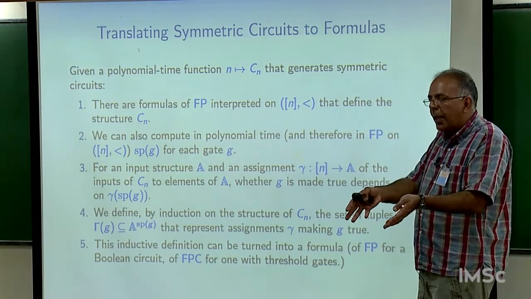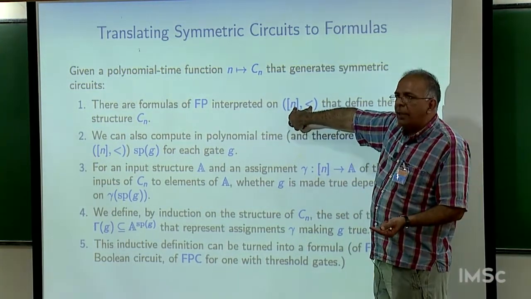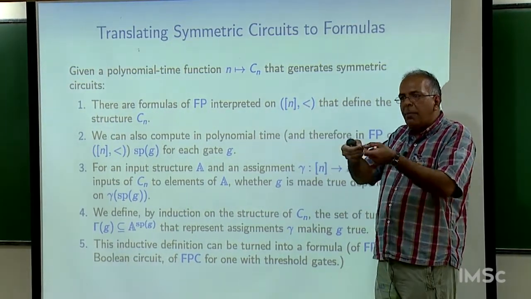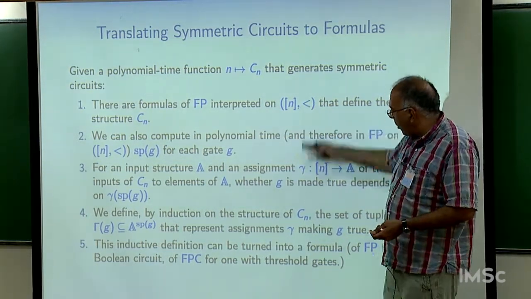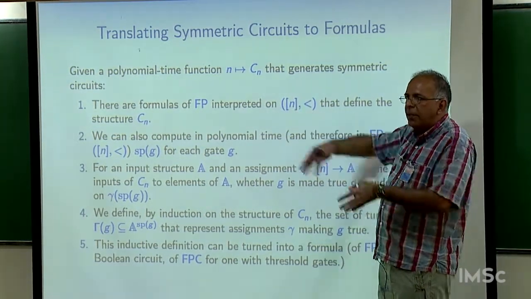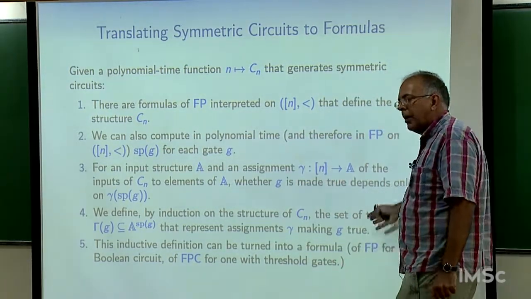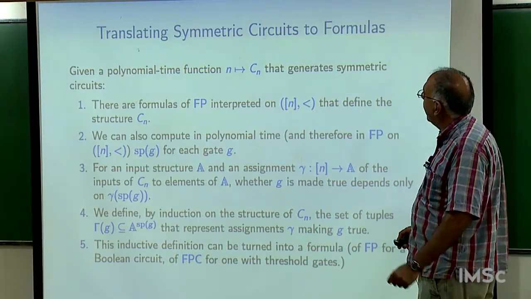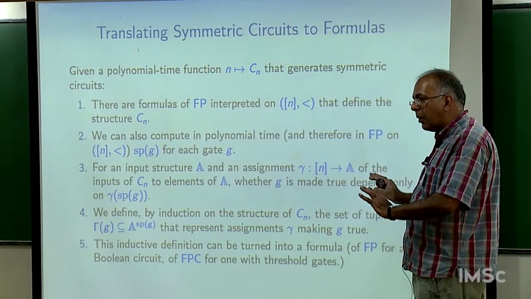And now this inductive definition can be turned into a formula of FP if the circuit has only and, or, and not gates, or FPC if it has threshold gates. So we needed this linear order on the side, which is why in our theorem it's fixed point logic on graphs with a linear order on the side. But in fixed point with counting, we don't need it because it's available for free as the domain of numbers. And so in the case of threshold circuits, we get FPC categorically. Okay, that's what I'm going to say about the proof.